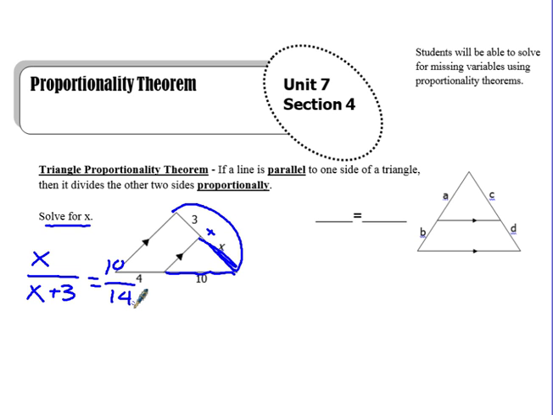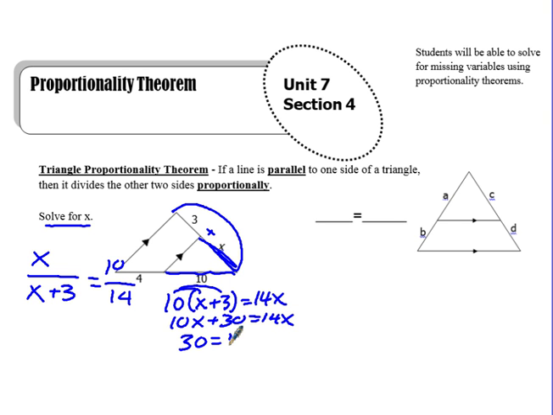Then we would have to cross multiply, and that would give us 10 times x plus 3 is equal to 14x. We distribute the 10, we get 10x plus 30 is equal to 14x. And now we just solve for x like we normally would. When I divide both sides by 4 here, I get that x is equal to 7.5. So that's one way of doing that problem.